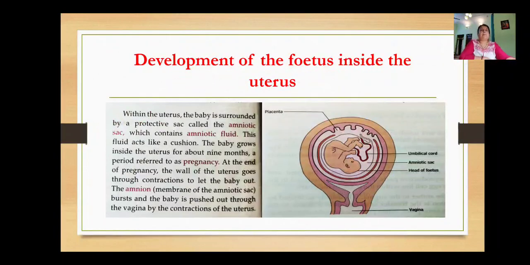Now next part. Like in the plants we studied about pollination and fertilization, similarly in animals also, when the male gamete and the female gamete fuse, the zygote is formed, right? Now where will that zygote go, got it?